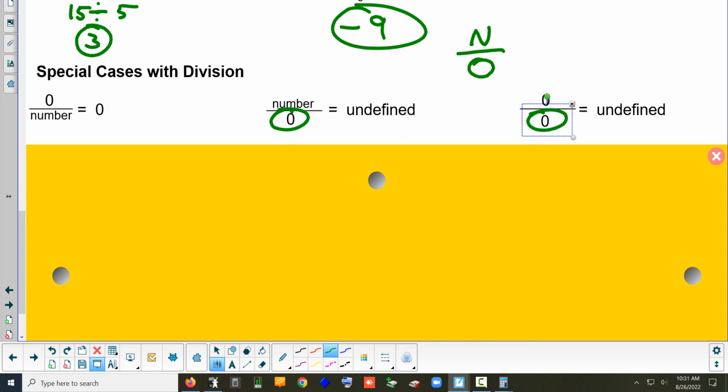0 in the top of the fraction is fine. You can put 0 in the top all day. You'll always get 0. Right? So these are just a few special cases that sometimes come up. So 0 in the bottom, thing spells no. You can't do it. 0 in the top, no problem.